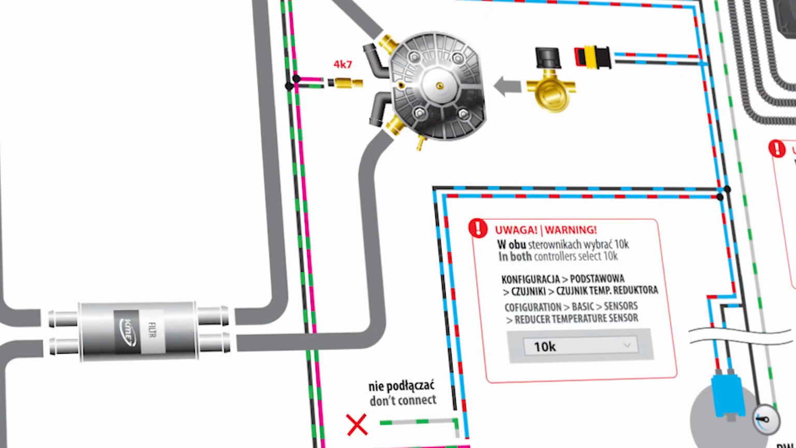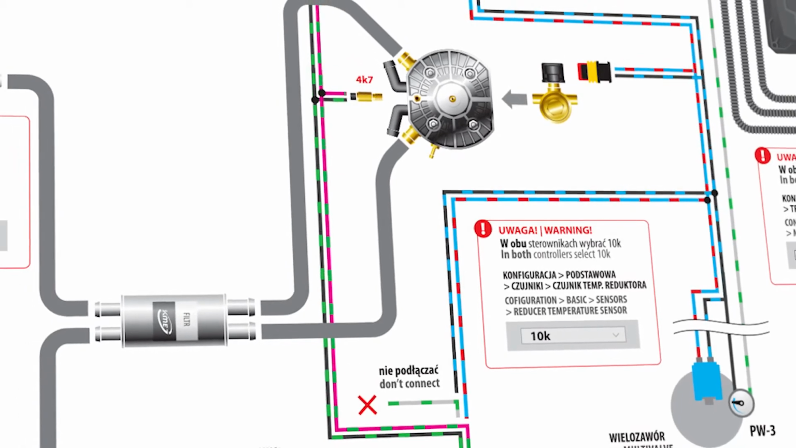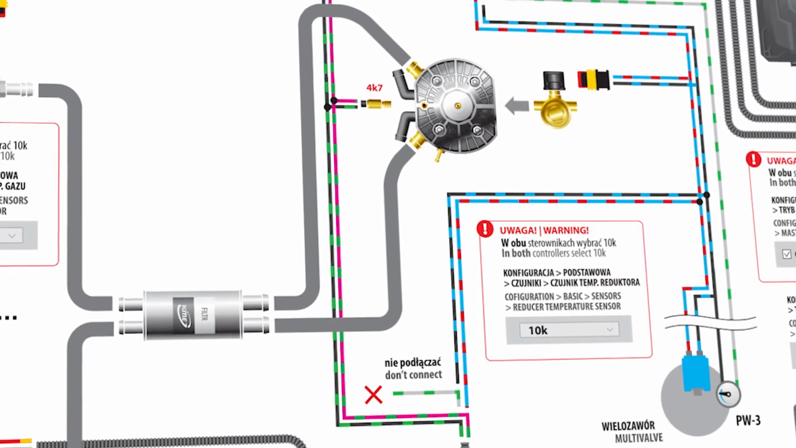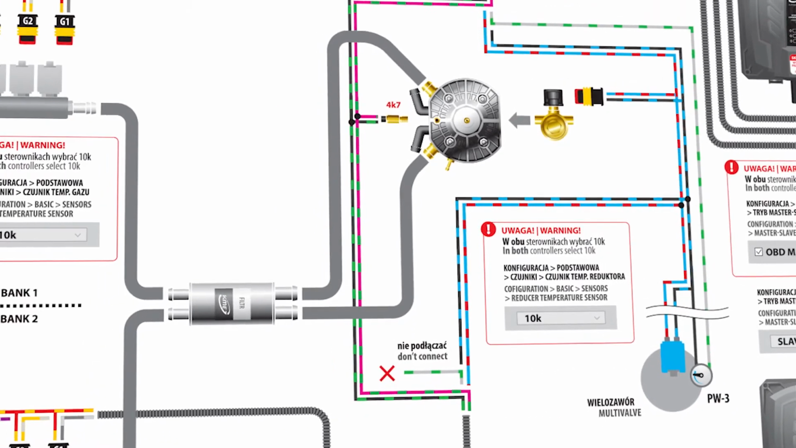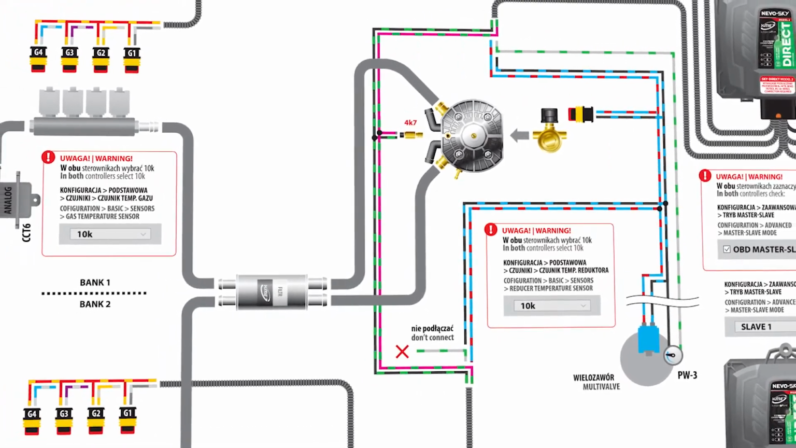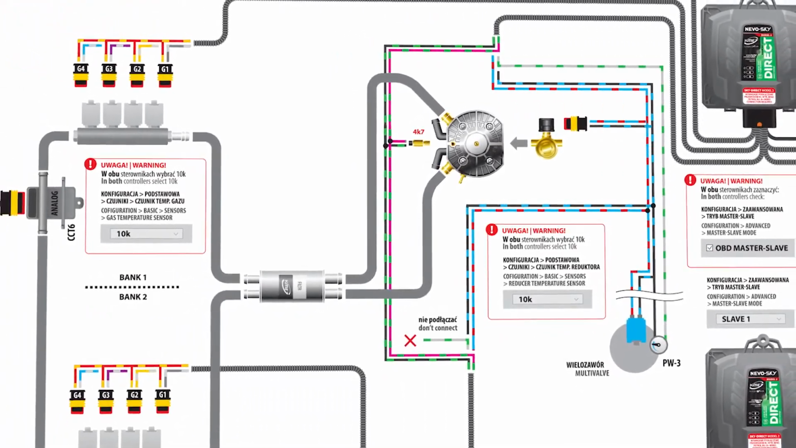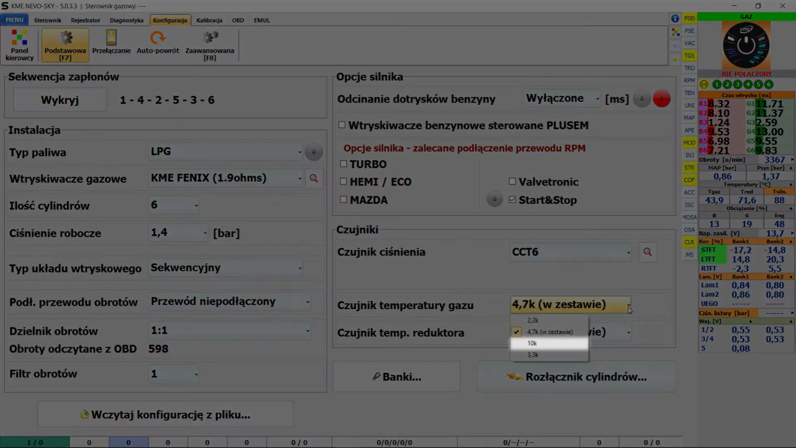Remember, in the case of connecting controllers in the master-slave system using one temperature sensor, gas or reducer, its type should be changed as such a connection affects the temperature read. For example, for a 4.7K sensor connected in parallel to two controllers, the sensor type 10K should be selected in them.